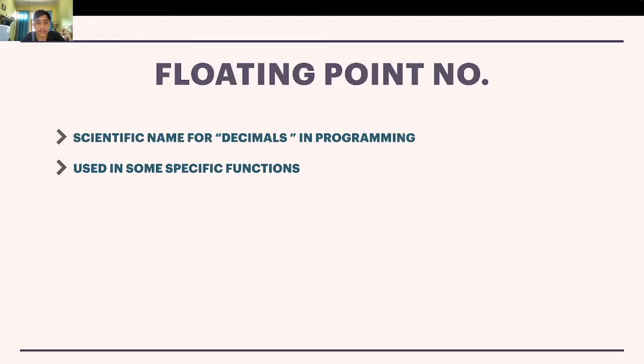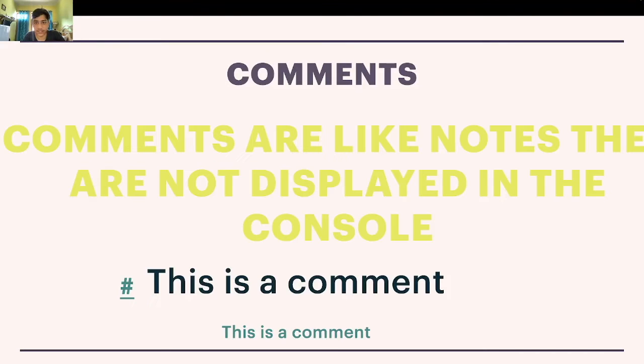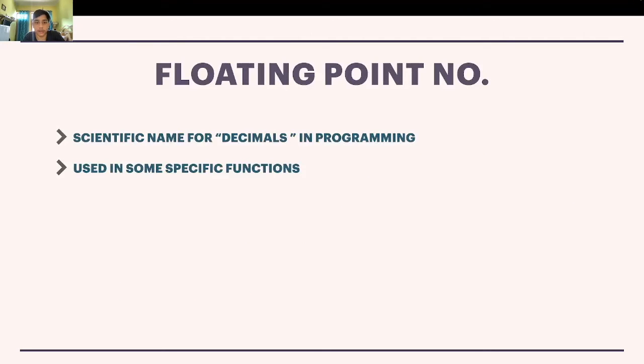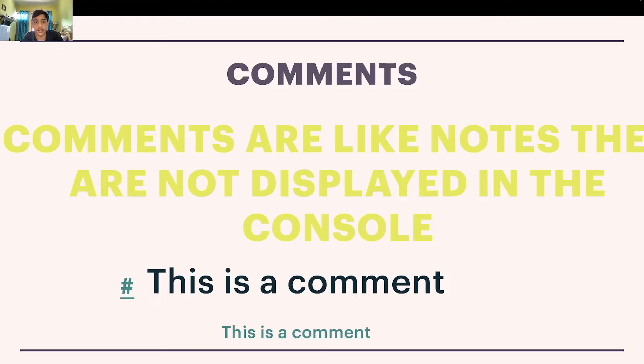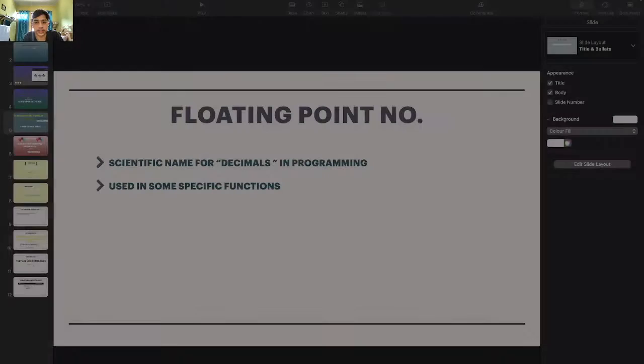Floating point numbers. Floating point numbers are just decimals, and they are used in some specific functions. Although you don't have to write an F after a program like you have to do it in Java. You just have to write the print 8.25 or something with the decimal point. Yeah. So these are comments. Comments are like notes. Yeah, we will be getting on to that. But first of all, let's see what are all those other things.